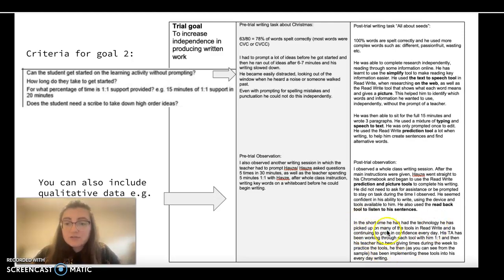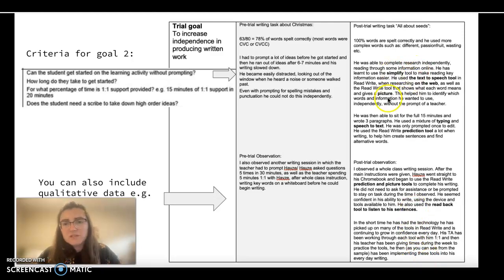And then I just added here, in the short time he has had the technology, he has picked up on many of the tools and has continued to grow in confidence every day. His teacher aide has been working through each tool with him one-to-one. His teacher has been giving him times during the week to practice these tools. And he has been implementing these tools into his everyday writing.